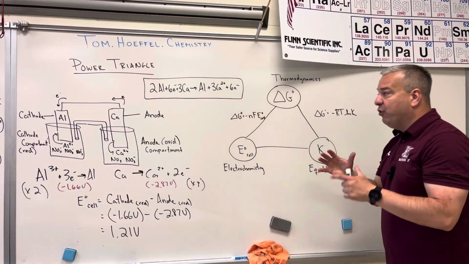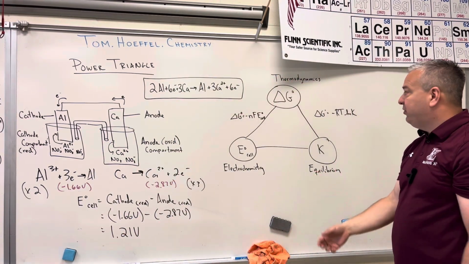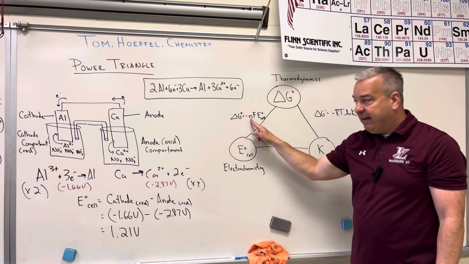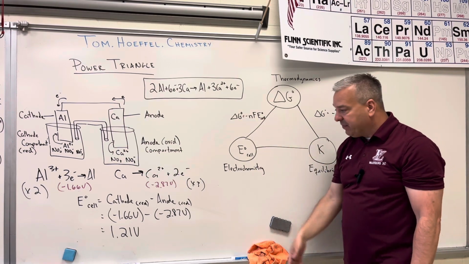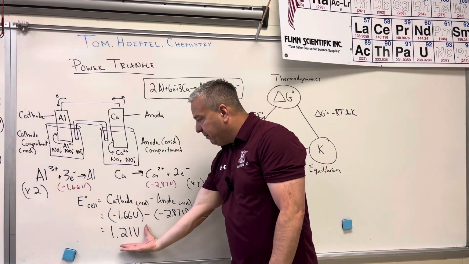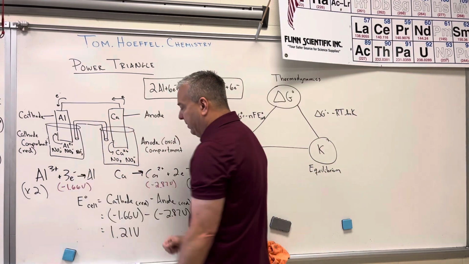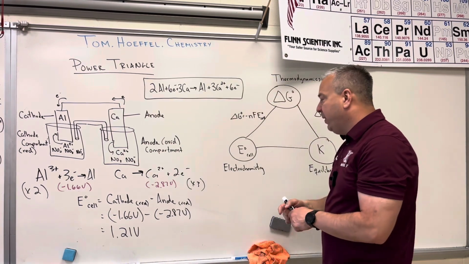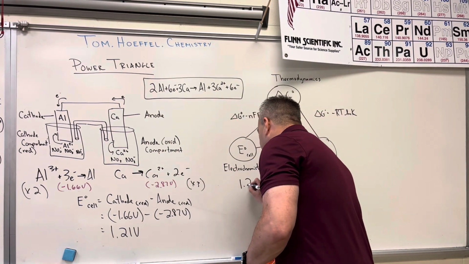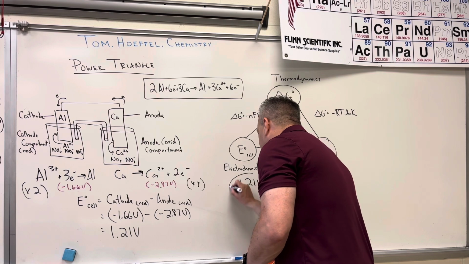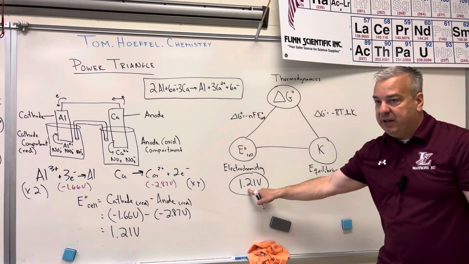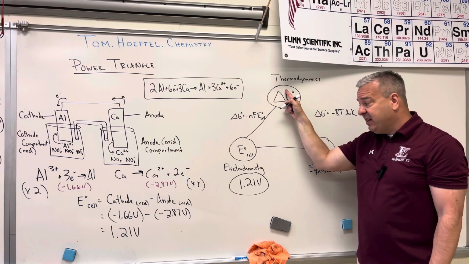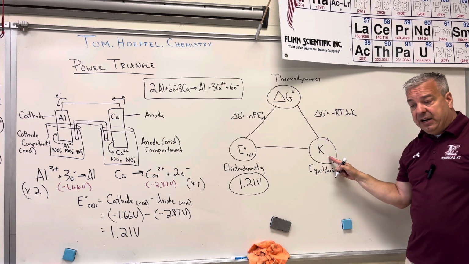Now, the number of electrons being transferred is really important because that's going to be the n in this equation. In this problem, between calcium and aluminum, the standard state potential is going to be 1.21 volts. We can use this number of 1.21 volts to figure out the delta G for thermodynamics and then figure out the K for equilibrium.